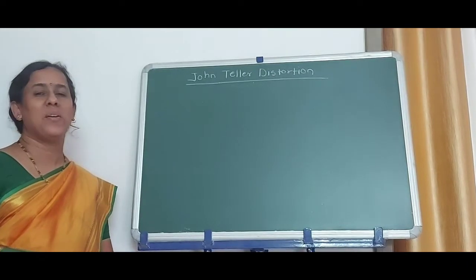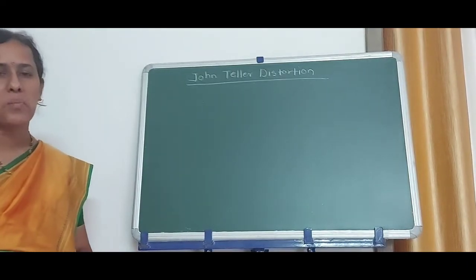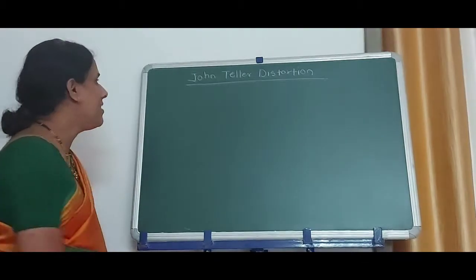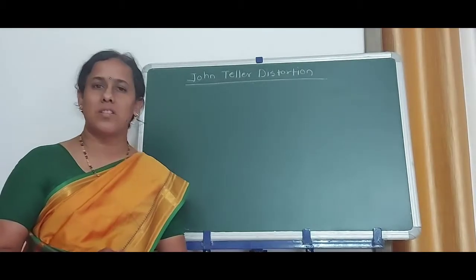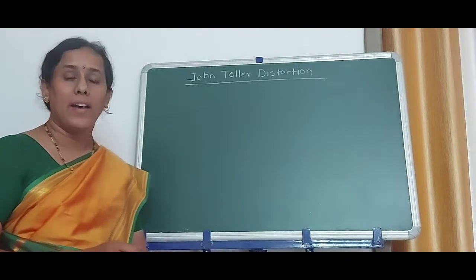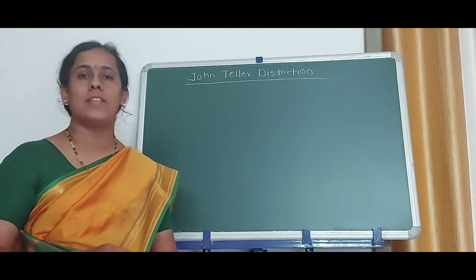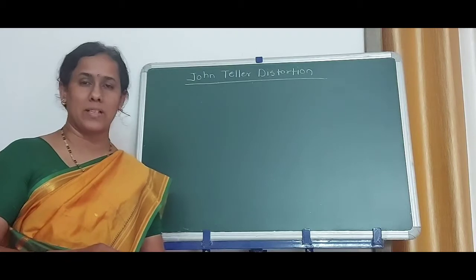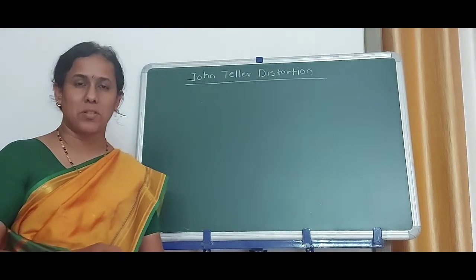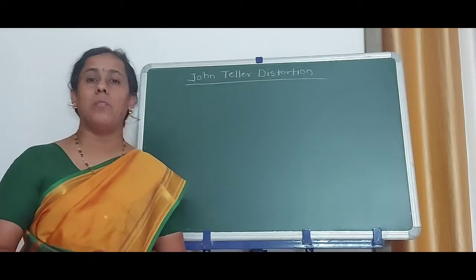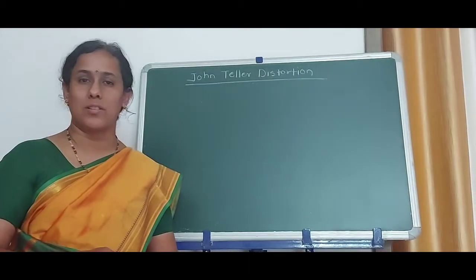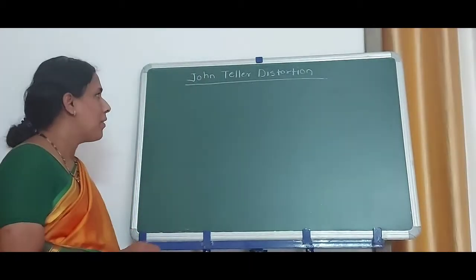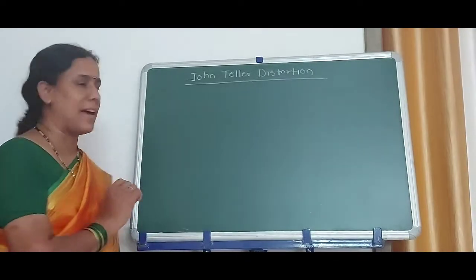Hello everybody. Today I am going to discuss the most important point from this topic, that is Jahn-Teller distortion. This Jahn-Teller distortion tells about why the distortion occurs in an octahedral complex, what is the cause of distortion, which are the conditions, and which complex undergoes Jahn-Teller distortion. Okay. Therefore, we will discuss here as follows.